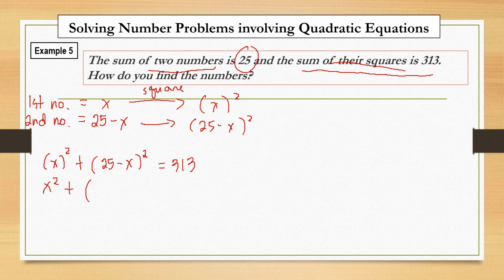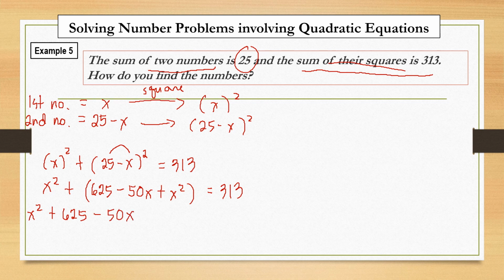Okay, we have now x squared plus, what is the square of this binomial, 25 minus x? First, we square the first term. What is the square of 25? That is equal to 625. For the middle term, multiply the two terms. 25 times negative x is negative 25x. Twice of it is negative 50x. And then square the second term. What is the square of negative x? The square is x squared. Next, we have x squared plus 625 minus 50x plus x squared is equal to 313.